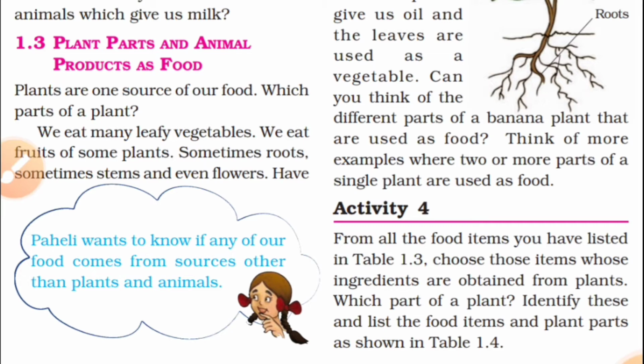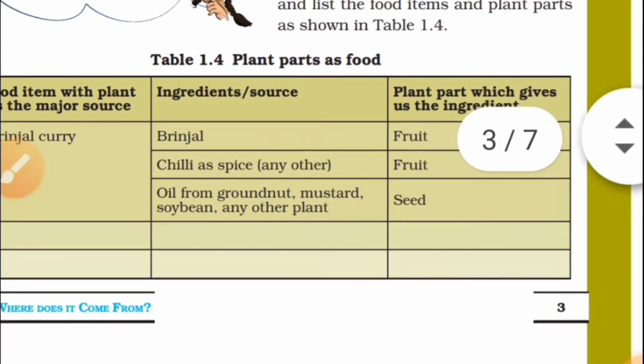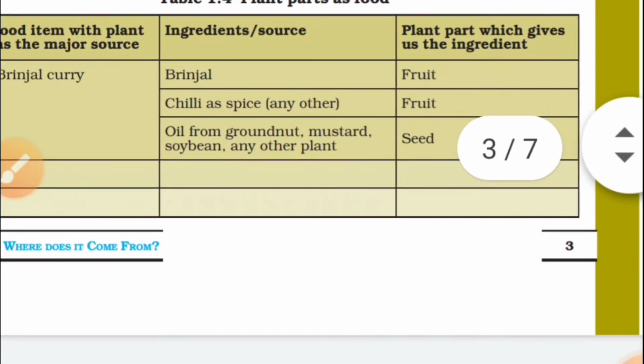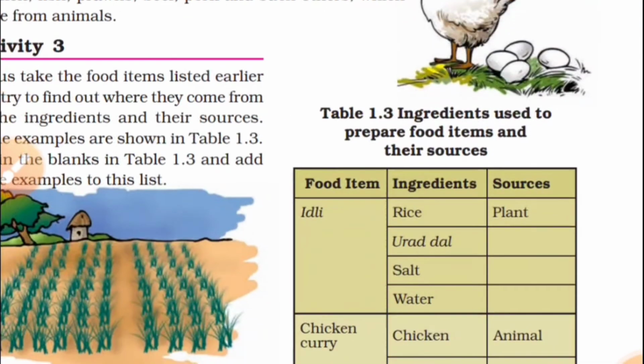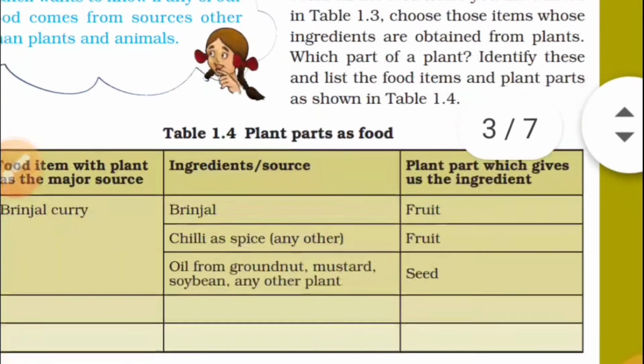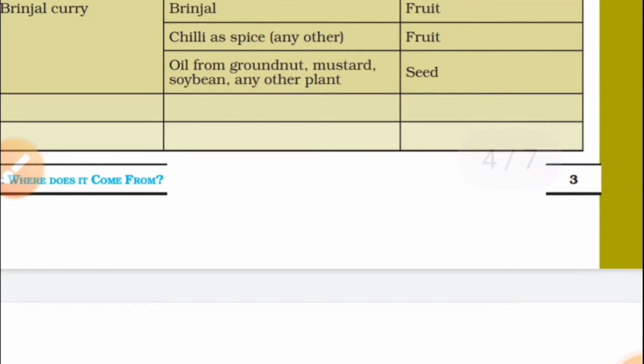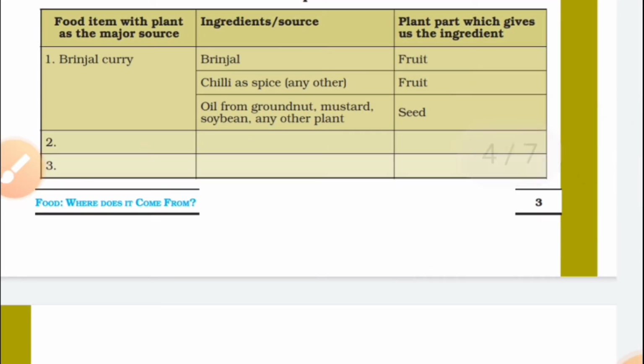Then activity 4 is given to you. From all the food items we have listed in table 1.3, choose those items whose ingredients are obtained from plants. Which part of a plant? Identify these and list the food items and plant parts as shown in table 1.4. Table 1.4 is given.